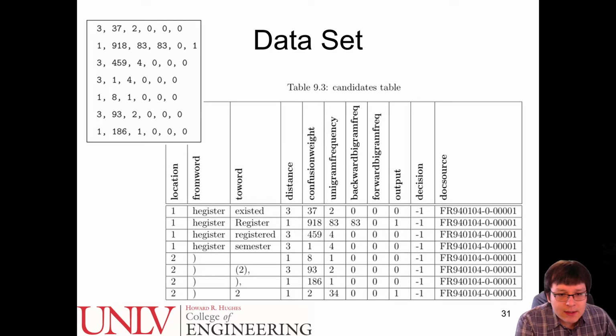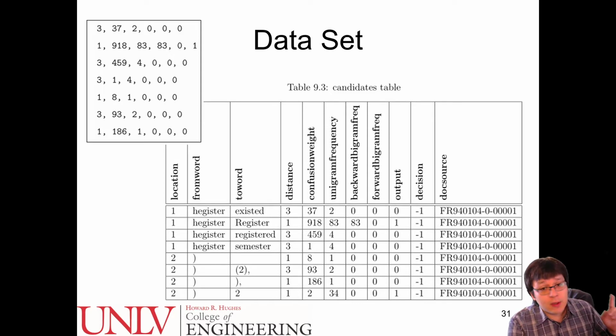That means that for the word register, which is our candidate that we're suggesting, the edit distance is 1 because all we replace is H to R. The frequency of that H to R replacement is 918. The unigram frequency of how often register appears in a corpus is going to be 83. The backwards bigram, so how often does dot appear, is 83.